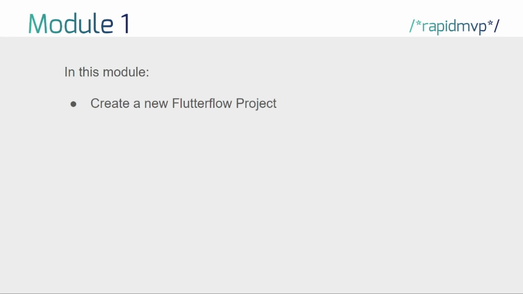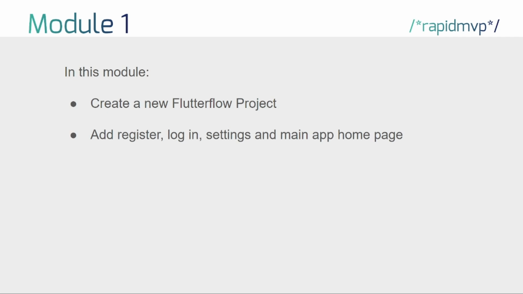We're going to create a new Flutterflow project. We're going to add some pages: our register page, our login page, a settings page, and our main app home page. We're going to be basing this whole tutorial on an AI app scenario that we're going to be using.